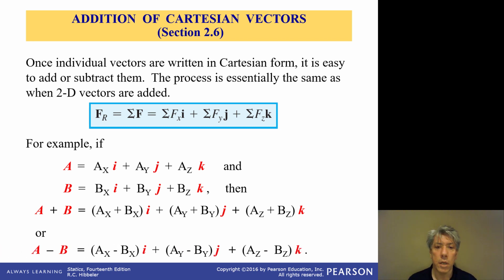Alternately, if we want to subtract B from A, then we need to take the negative of vector B, in other words, multiply through by a negative sign, and that will affect all three of the terms, and then add. So (ax minus bx) i plus (ay minus by) j plus (az minus bz) k. So adding and subtracting three-dimensional vectors is very similar to two-dimensional vectors. It's just that we've got a k direction now to play with as well.